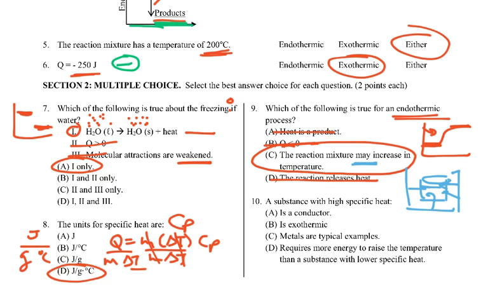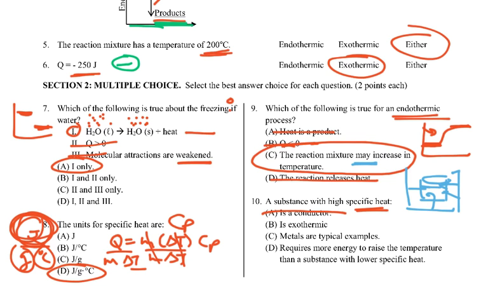Okay, number 10, a substance with a high specific heat. High specific heat means it takes a lot of joules to change a gram of that stuff 1 degree. High specific heat means it has a great resistance to change in temperature. Those are the things you should think about. So is it a conductor? No. Conductors are things that are easy to change their temperature. Is it exothermic? Okay, you can't say it's exothermic.